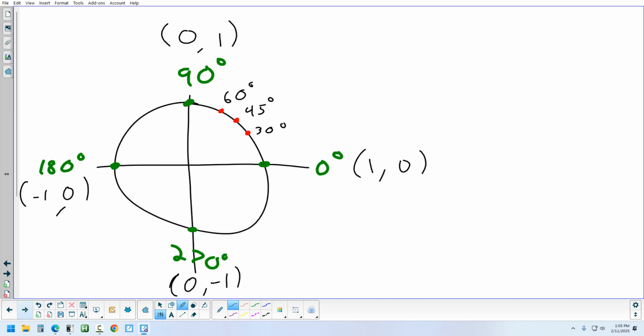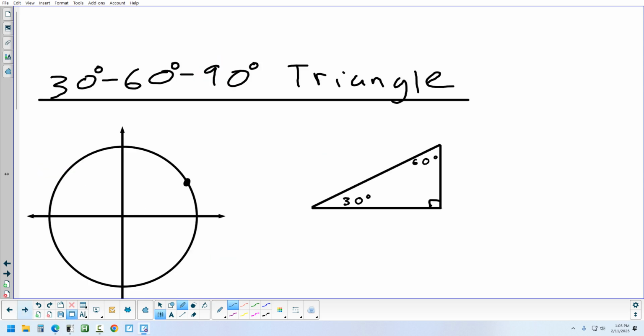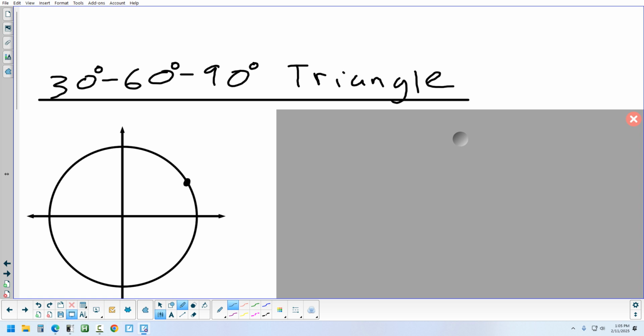All right, so that's the 45. Now we're going to look at the 30. When you're looking at the 30, you're actually looking at the 60 at the same time. They're kind of the same thing. So let's look at the 30. So here's 0. There's 90. And we're going to draw roughly where 30 degrees would be.